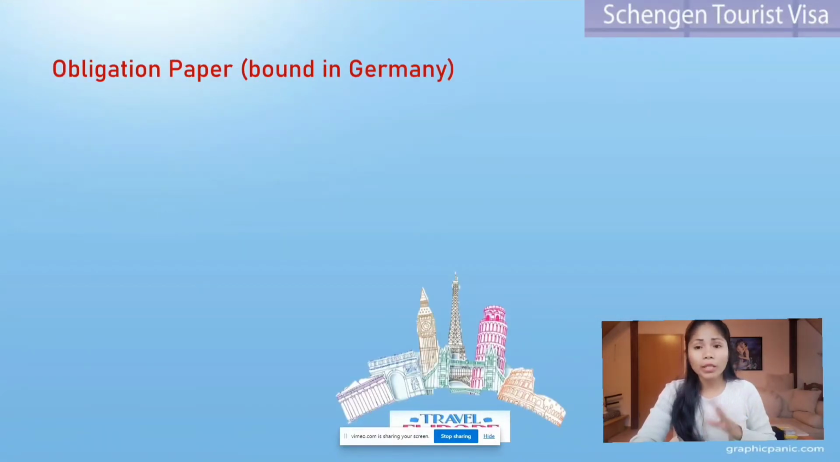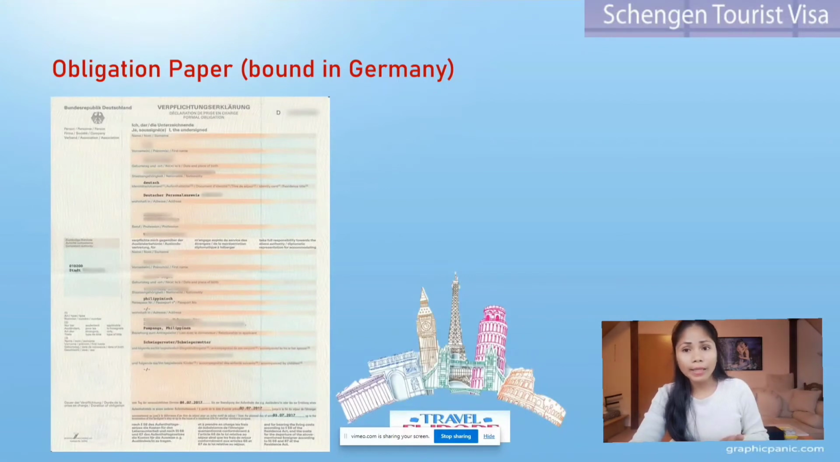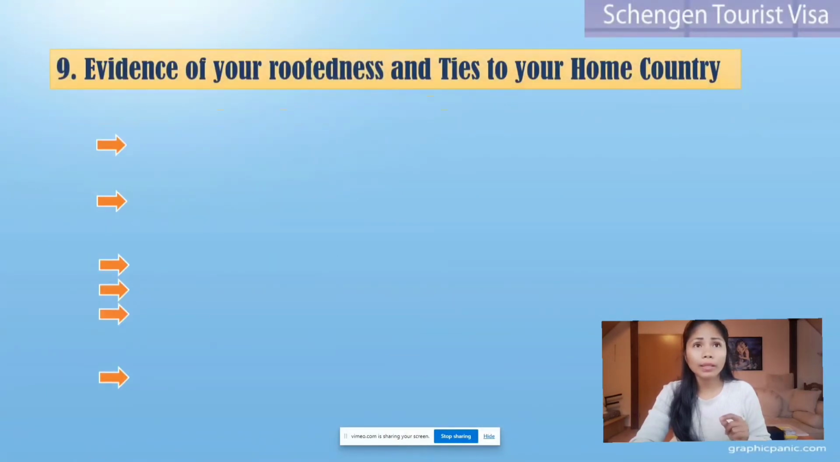Obligation paper. So, every Schengen country, guys, they have this so-called obligation paper because I applied five times for a German Schengen Visa. Obligation paper sa Germany, they call it Verpflichtungserklärung. So in other Schengen areas, I don't know the specific term for it, but I know, guys, they also have that document, obligation paper.